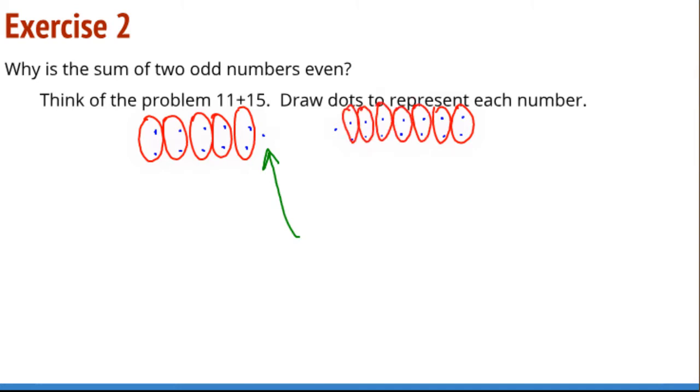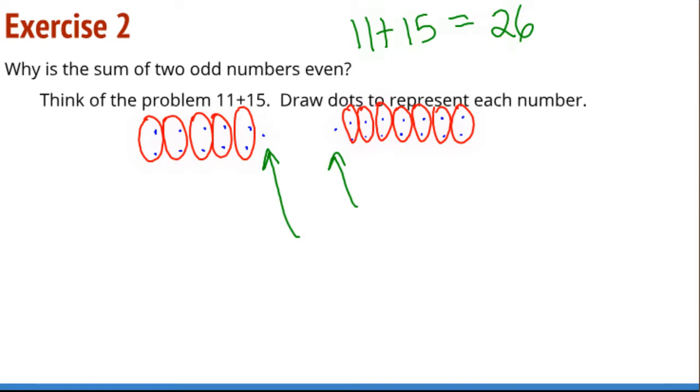And once again, I have a leftover dot. Now we are trying to explore the answer to the question, why when I add these two odd numbers together, 11 and 15, do I end up with an even number? Why do I get an even number instead of an odd number? Well, the answer is in the models.